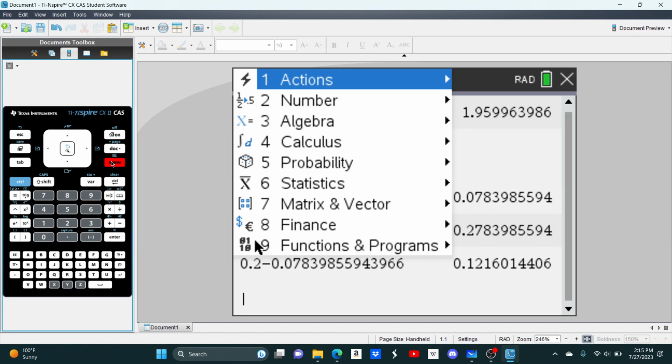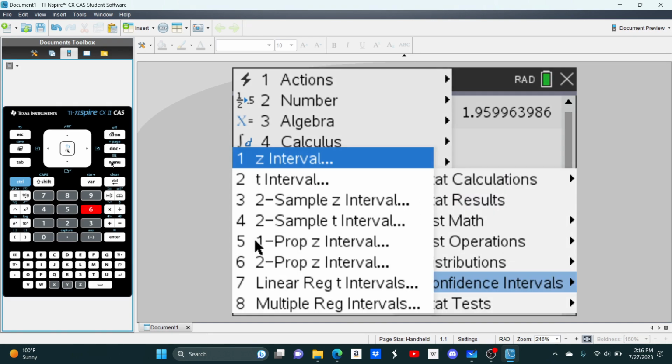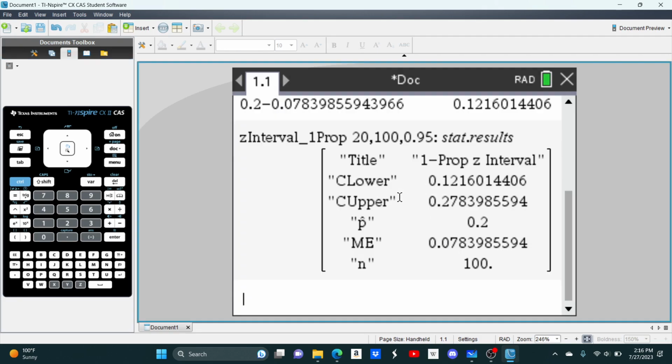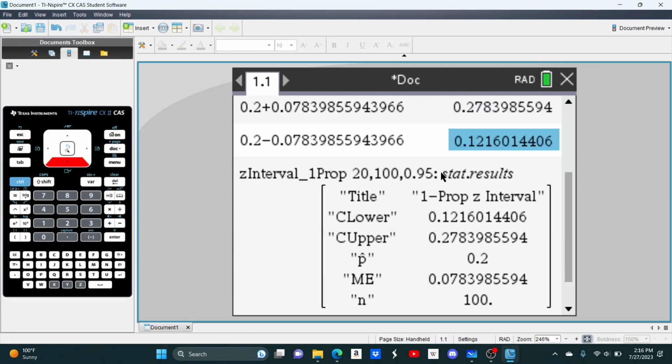I'll go ahead and show you how to do it on your calculator as well. If you go to statistics, and then confidence intervals, number 5 is for one prop z interval. All you do is type in the number of successes, the number of people you sampled, and then your confidence level. Click OK, and you see it gives us the exact same thing that we calculated before: 0.278 and 0.12.